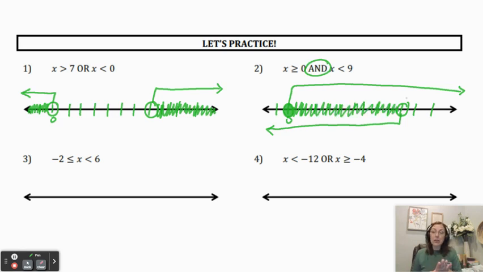All right, now here's a great tip for you. You might want to press pause. Try these last two inequalities on your own, and then come back, press play, and see how I do them and see if you get them right.